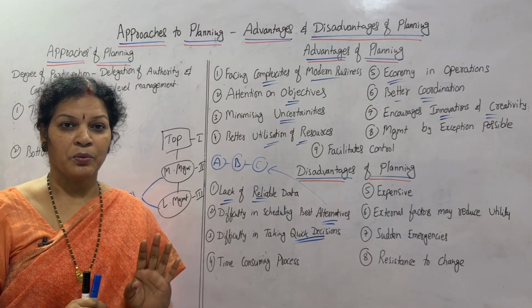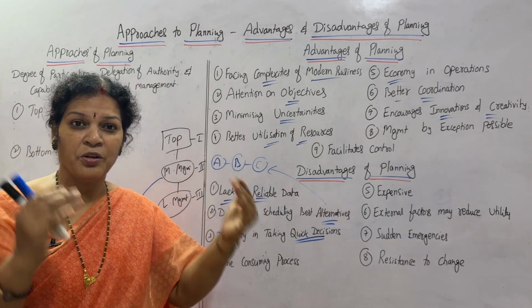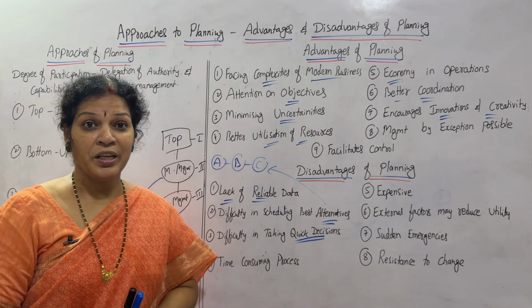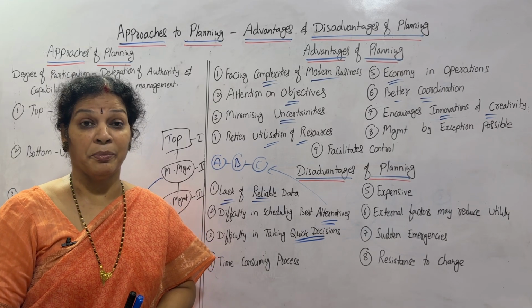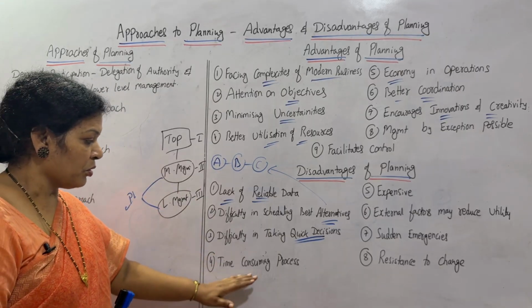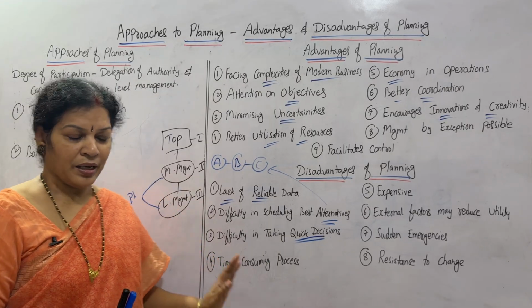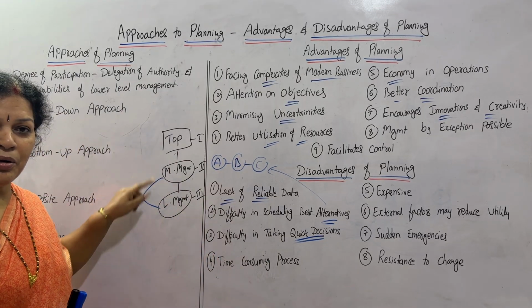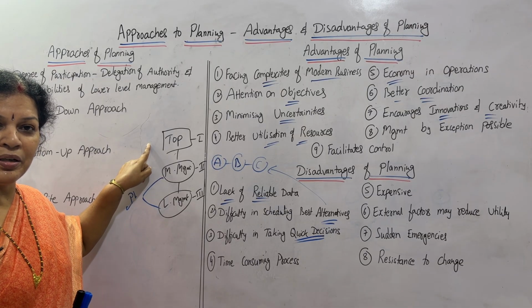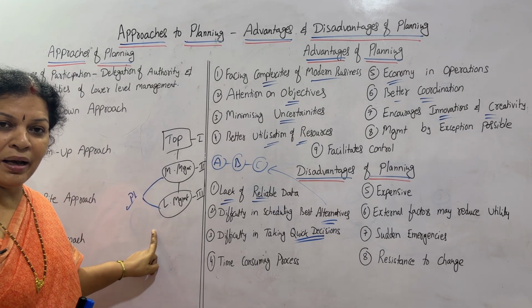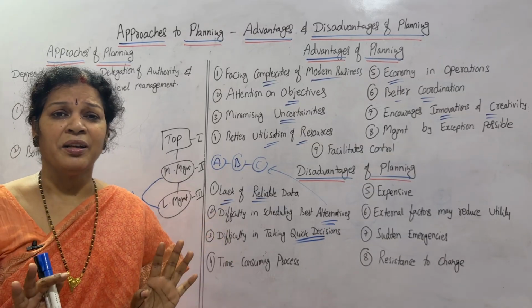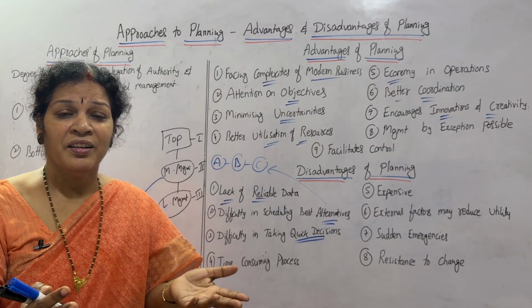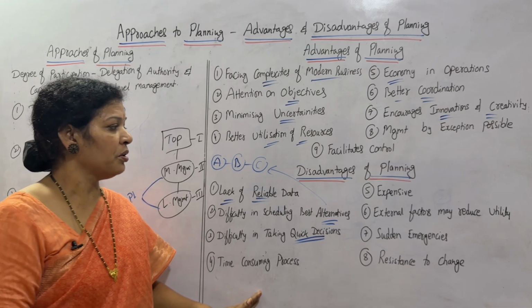Difficulty in taking quick decisions. If you have to take a quick decision, it means you have to implement it with no delay. Delay causes a lot of loss for the organization. Remember this point. And also it is a time consuming process. As I said, the decision they wanted to take is slowly going and being approved, then coming back. It is time consuming. They won't take proper decisions. Planning is there, but if implementation is proper, then it is good, otherwise no use.